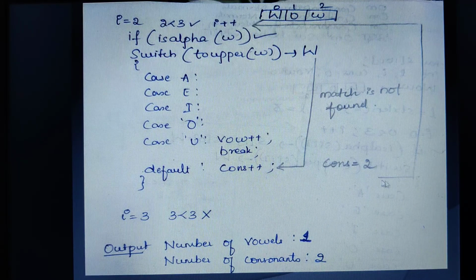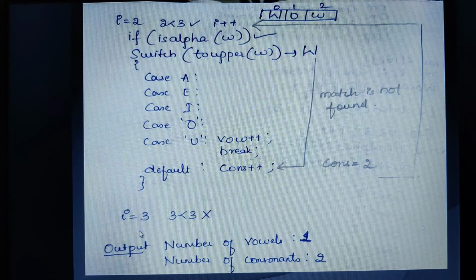After that, again the control goes back to the for statement. Once the control goes back to the for statement, now i will become 3. Now look at this one. i is equal to 3. As per the given condition, we know the length is 3. So 3 is less than 3, the condition becomes false. Once the for condition becomes false, control will definitely jump to the next statement.